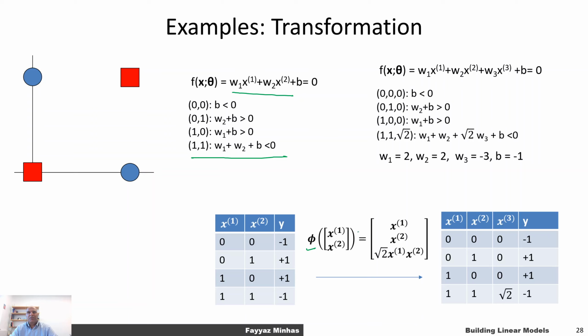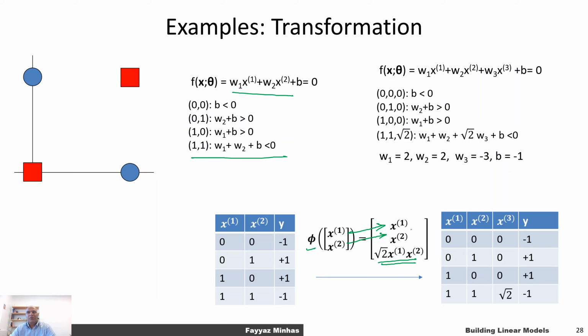So we give a single example in 2D, and this transformation spits out a three-dimensional vector. The first dimension is kept as such. The second dimension is also kept as such, but it adds a third dimension, which is the product of the first and the second dimension multiplied by square root of 2, which is not important, and you can probably get rid of this if you want it to be easier. So the transformation takes a single point in 2D and maps the same point into a three-dimensional space.